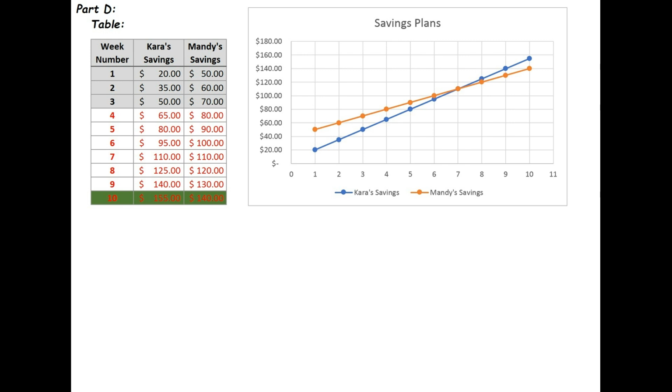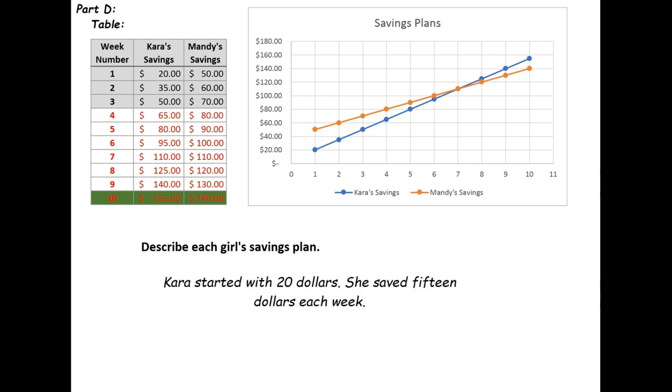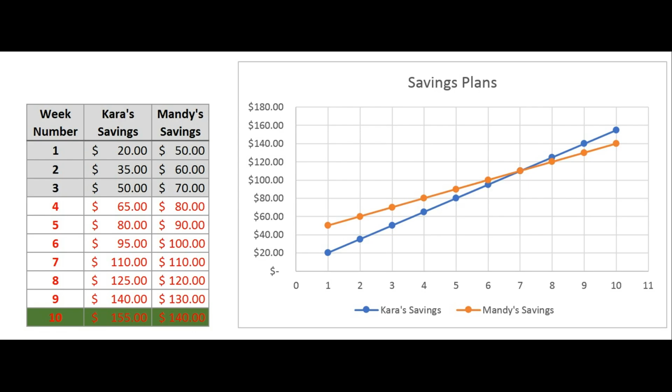All right, so Part D, we're looking at a table. This is Kara and Mandy and their savings plan. Part D says describe each girl's savings plan. And this is a continuation from last night. The descriptions are Kara started with $20. She saved $15 per week. Mandy started with $50 and saved $10 a week. So that's a description. We're done with Part D.